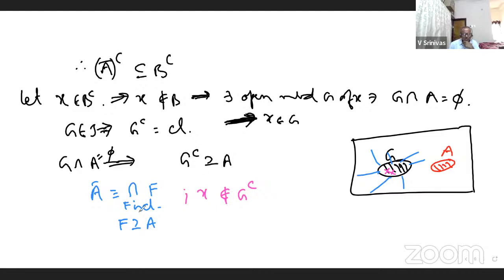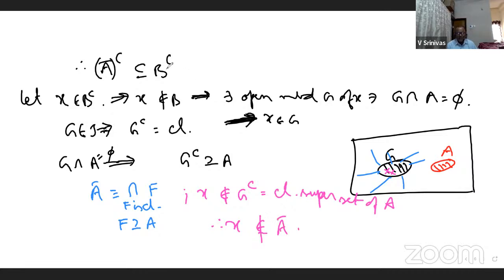Now, G complement is one of these Fs, okay? This is a closed set and contains A, a closed superset of A. X is not in G complement, which is a closed superset of A. So X is not one of these Fs. X is not present in one of these Fs, so it cannot be present here. This G complement is one of the constituent sets, and X is not present in this particular constituent set. Therefore, it cannot be present in the intersection. Therefore, X will not be present in A closure.